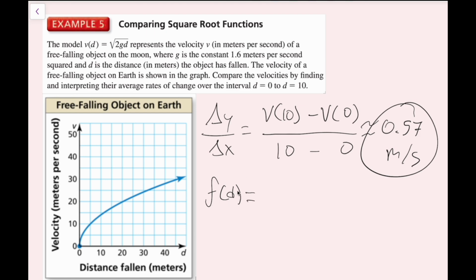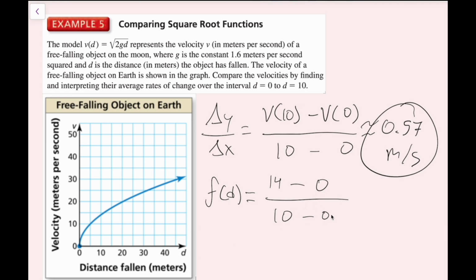Well, my output at 10, if I look here, is just below 15. I'm going to call that maybe 14. So it's going to be 14 minus, and then at 0, it's just 0. So 14 minus 0 over, well, this is still going to be just 10 minus 0. Once again, I apologize for putting 10 minus 10 up there. So it's going to be 14 minus 0 over 10 minus 0.